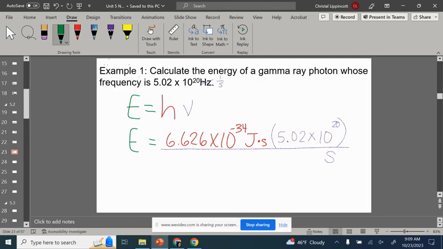Everybody go with that? All right, my seconds are going to cancel, and that's going to leave me with energy in what unit? Joules, and we said that that's what we wanted energy in, right? Okay. All right, so see if you can get the answer to come up in your calculator. We're still playing with our calculators, making sure we know how to use them.